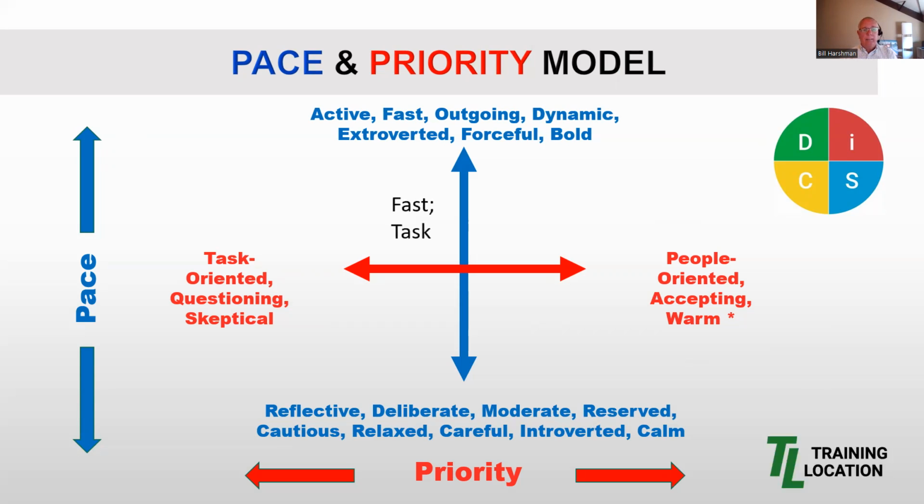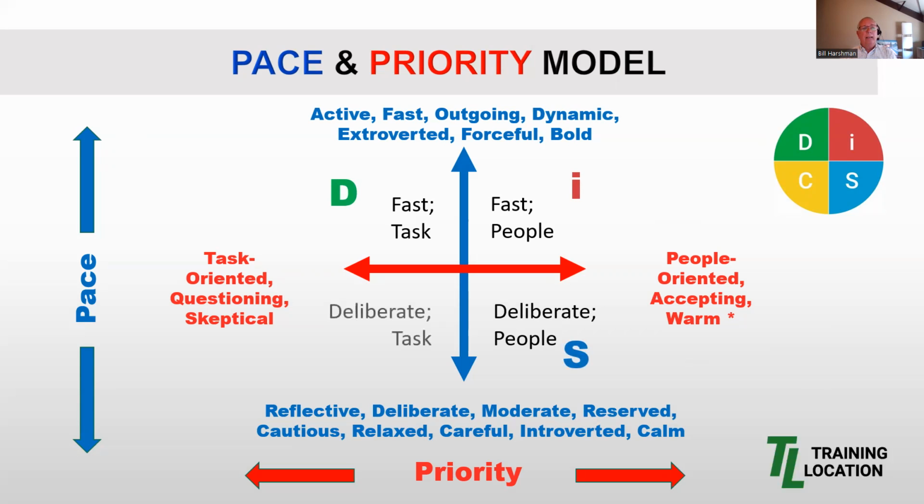Fast and task defines a D or dominant. Fast and people-oriented indicates an I or influence. Deliberate and people-oriented indicates an S or steady, and deliberate and task-oriented indicates a C or conscientious style.